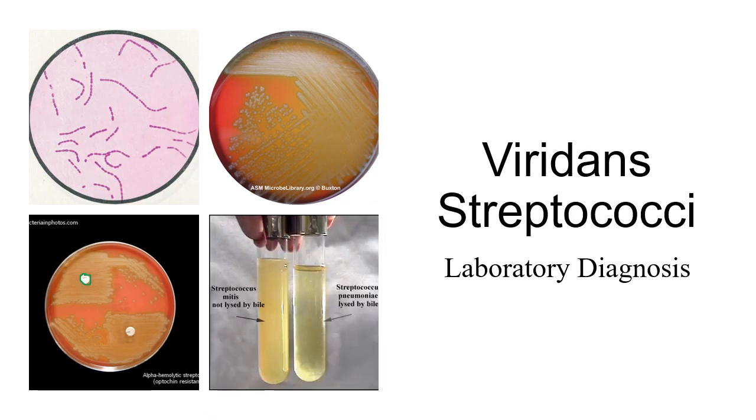And then there is this bile solubility test. So viridans is resistant to lysis by bile. So you will see this turbidity which is maintained. When you put bacteria in a broth, it becomes turbid. And after putting bile, it remained turbid. On the other hand, Streptococcus pneumoniae became clear because bile lyses Streptococcus pneumoniae. So that's a bile solubility test.